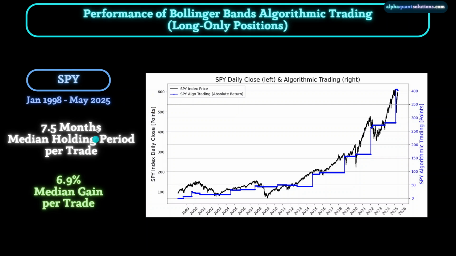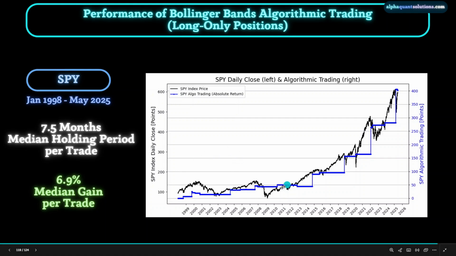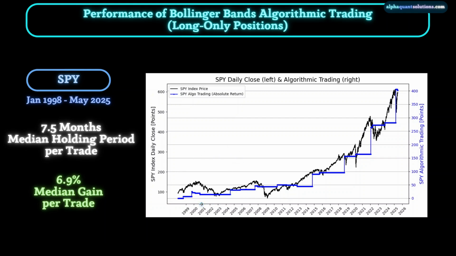Here are some additional results for this algorithm when we applied it to the SPY index. And we see that the median holding period per trade is 7.5 months, so longer than for the Nasdaq. And the median gain per trade is approximately half of what it was for the Nasdaq. So now it's 7%. The chart on the right shows the results of this algorithm. So the x-axis is time, the left y-axis is the SPY index in black, and the right y-axis in blue is the cumulative return of the algorithm.